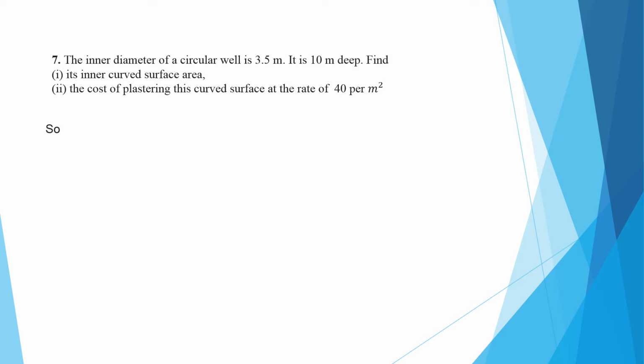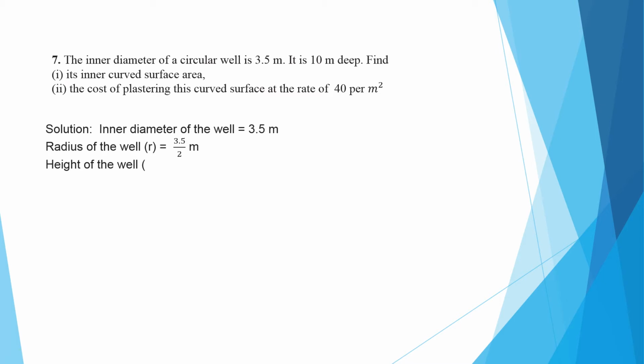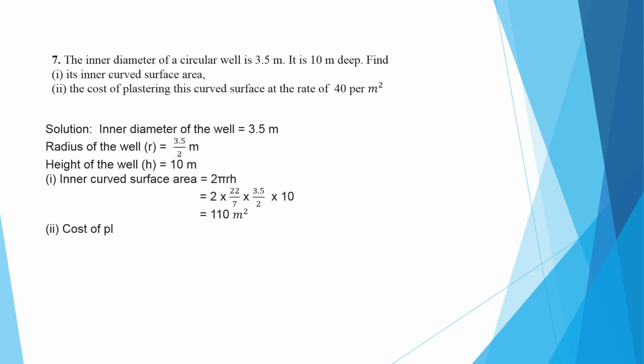Okay, so let's begin the solution. First of all, we will write what is given. Diameter is given 3.5 meter, so radius can be obtained as 3.5 divided by 2. So the radius of the well is 3.5 divided by 2 meter. Height h, that is 10 meter, is already given. We need the inner curved surface area, that is 2 pi rh. So 2 into 22 by 7 into 3.5 by 2 into 10. On solution we are getting 110 meter square.